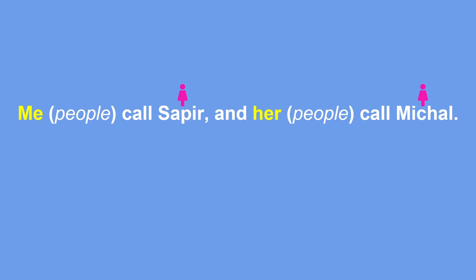Me people call Sapir and her people call Michal. My name is Sapir and her name is Michal.